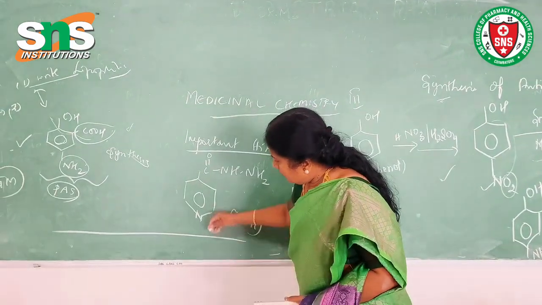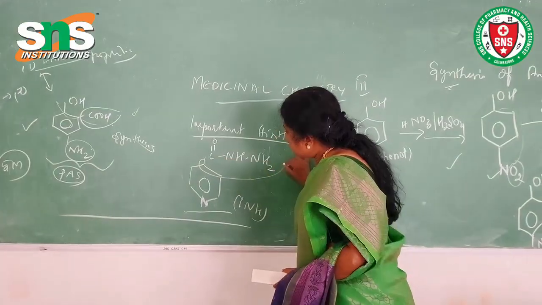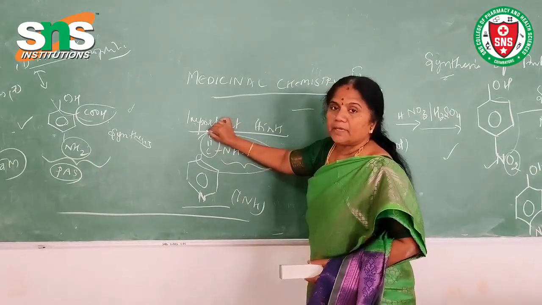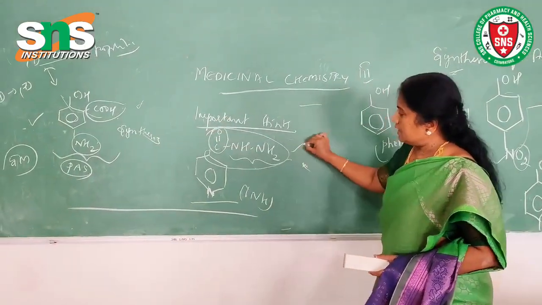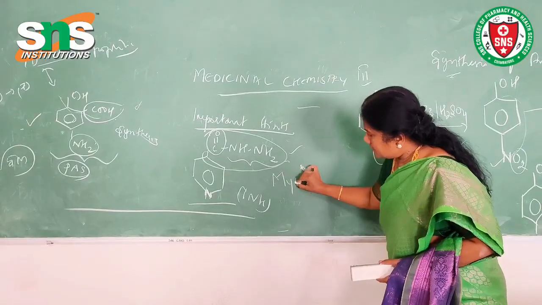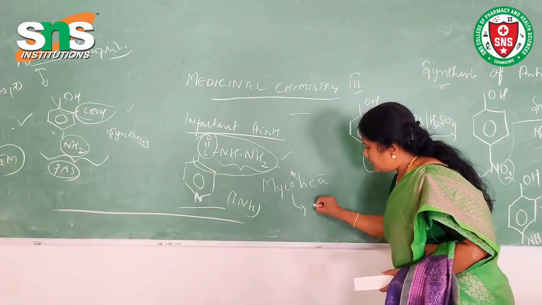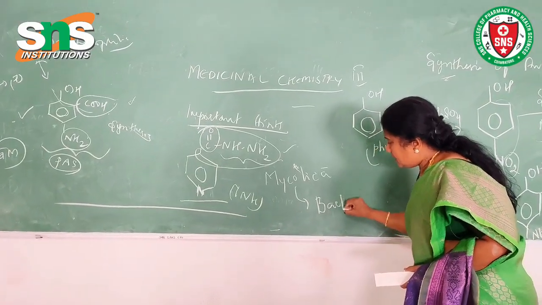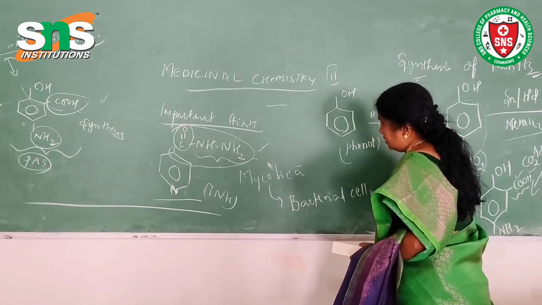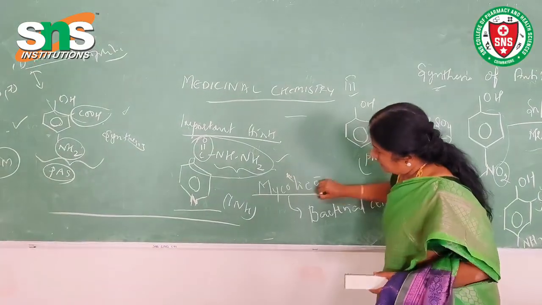Next we can see the synthesis of isonicotinic acid hydrazide. Isonicotinic acid means there is a pyridine ring, a hydrazide linkage, and a carbonyl group, C double bond O. So how to get this INH? The mechanism is that isonicotinic acid mimics the mycolic acid, and this mycolic acid is present in the bacterial cell wall. I will repeat, this is the important question: give the synthesis of INH and write its mechanism of action.